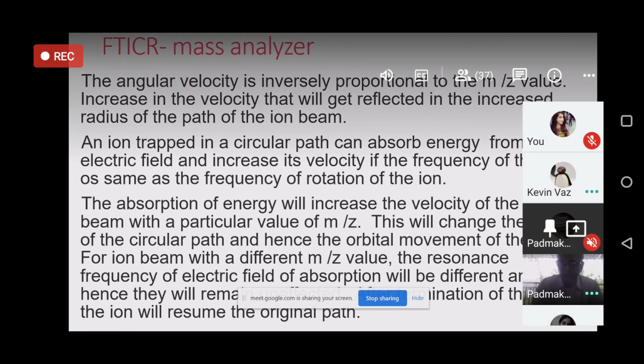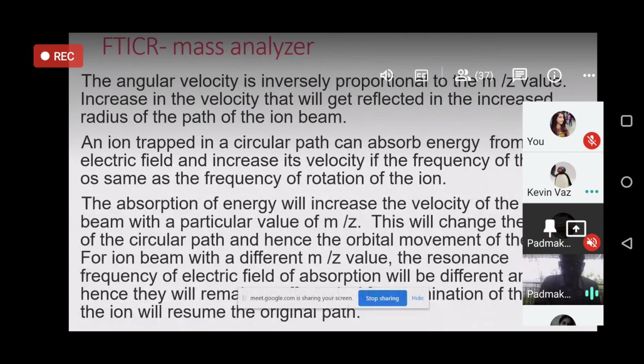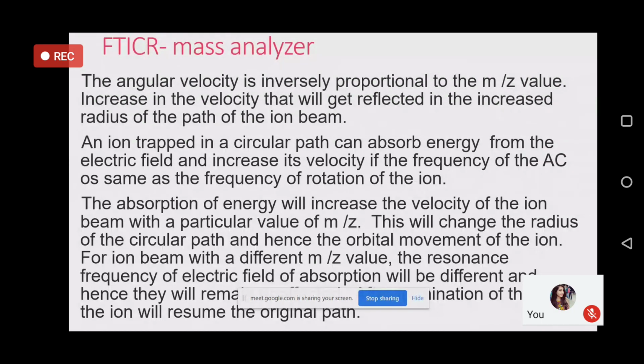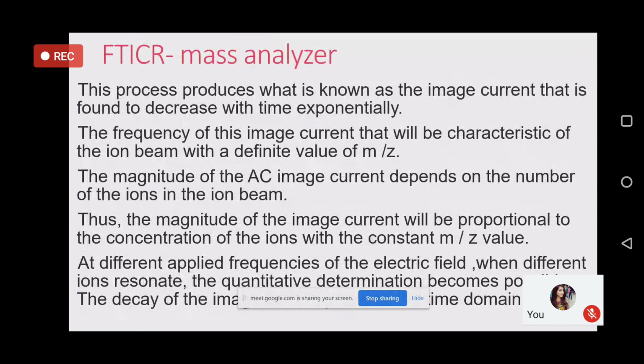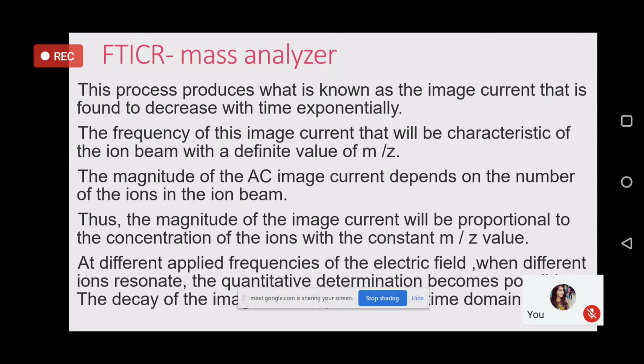This will change the radius of the circular path and hence the orbital momentum of the ion. For an ion beam with a different m by z value, the resonance frequency of the electric field will be different, and hence they will remain in the path of the field and the ion will resume the original path. So basically, this process produces what is known as the image current, which decays exponentially. That's why the image current is measured in the time domain and then converted into the mass domain to give you that particular m by z. The frequency of this image current will be characteristic of the ion beam with a definite value of m by z.